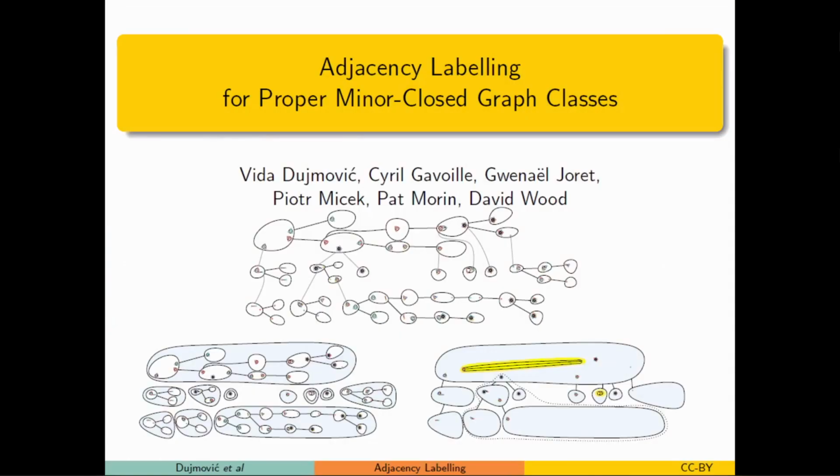So I'll be talking mostly about this recent work with these authors, Vida, Cyril, Gwenaël, Piotr, and David Wood. And it's about adjacency labeling in minor closed graph classes. And so then the first question is the first phrase on the slide, adjacency labeling. What is this adjacency labeling?